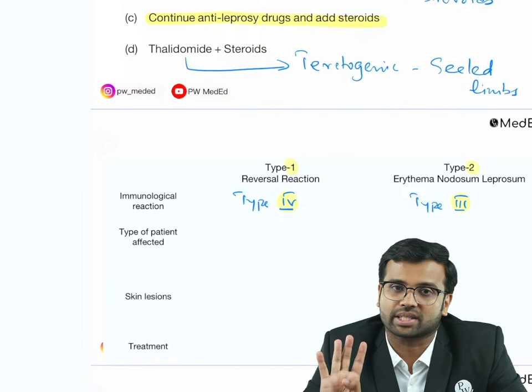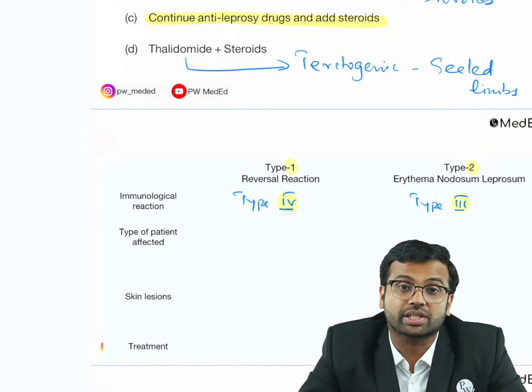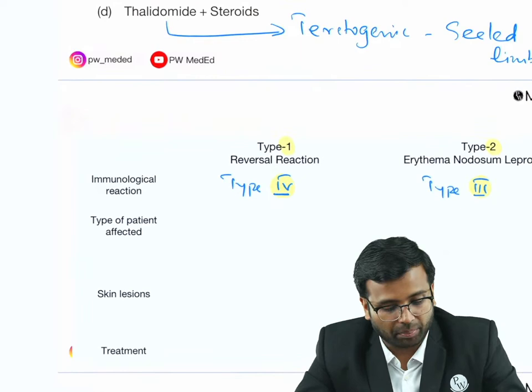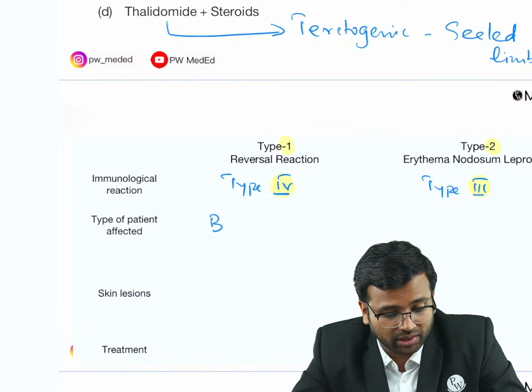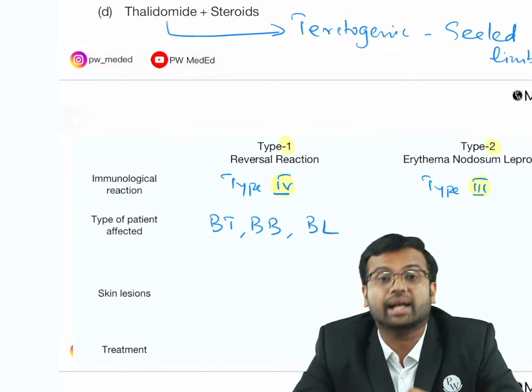Now which are the type of patients who may show this type 1 lepra reaction? So type 1 lepra reaction is shown by all the types of borderline cases. So how many borderline cases do you see? So borderline means this is BT type of leprosy, BB type of leprosy and BL type of leprosy. All the borderline cases can show type 1 lepra reaction.